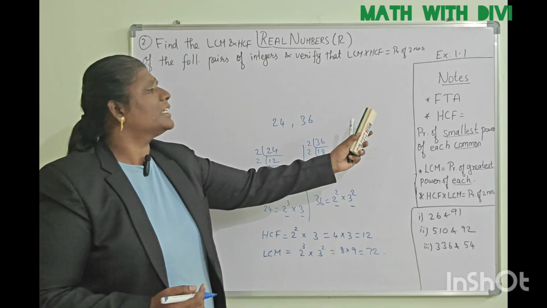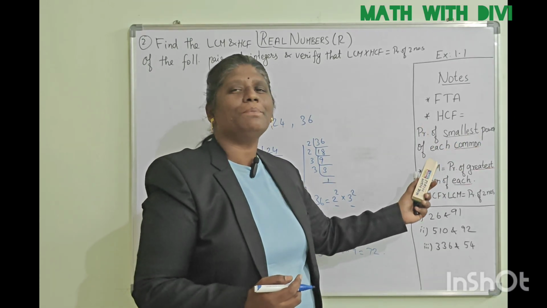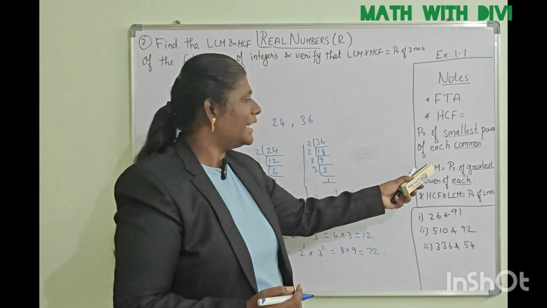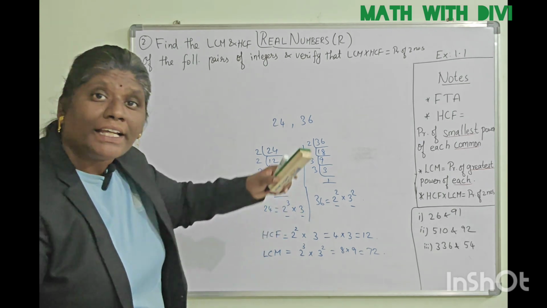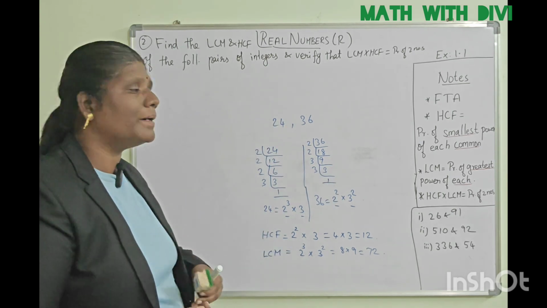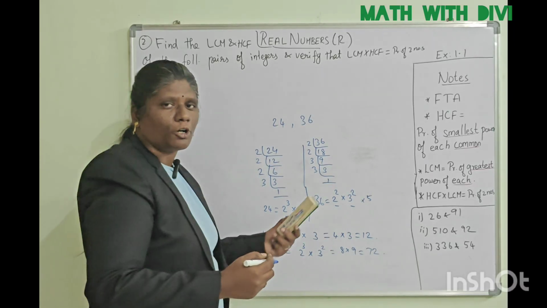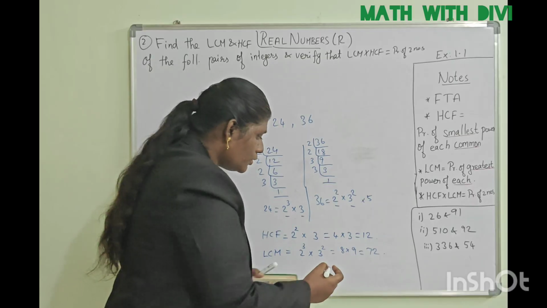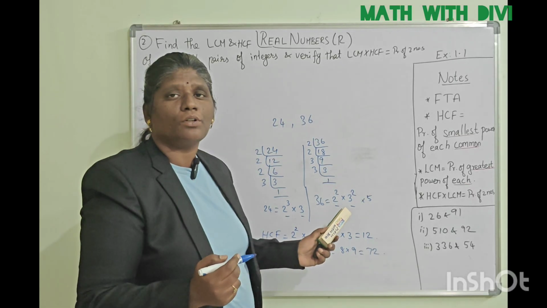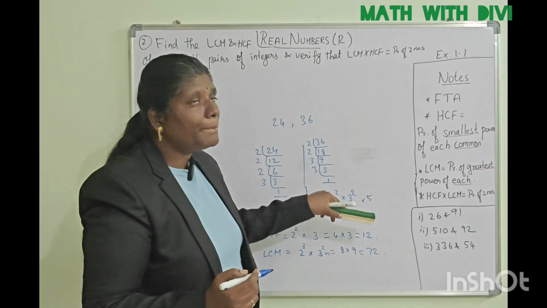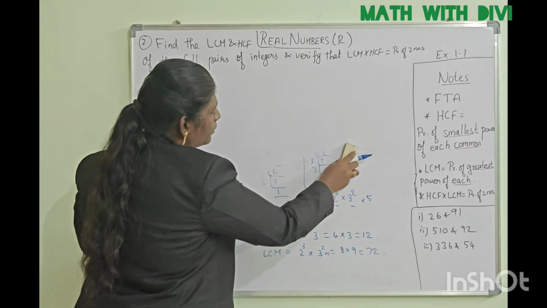So the key is: the HCF, if you want to find, is the product of smallest power of each common factor. The LCM, if you want to find, is the product of greatest power of each factor involved in the numbers. Suppose for example, if we had a 5 in a product here, should we take this 5 also? No, 5 is not here, so we should not choose it. Not like that. Whatever number is involved, we have to choose. Understand? Yes. Let's move to the book sum.